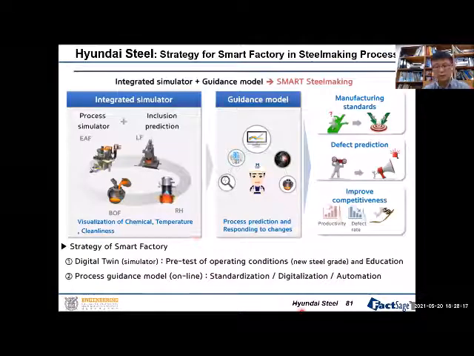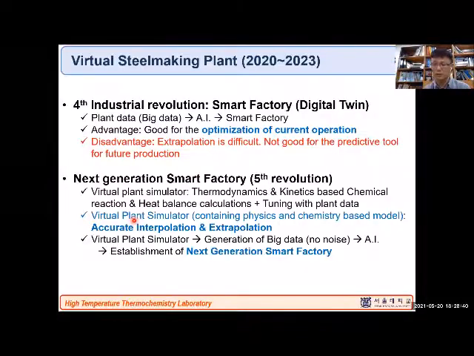And this is another slide from Hyundai Steel. This part here is our simulation tool. They want to use our simulation tool, by doing calculation with it, to make their own guidance model. And by using this, they want to do the operation, okay? So the simulation tool is one of the key components for the smart factory project for Hyundai Steel as well. And many other companies, same thing.